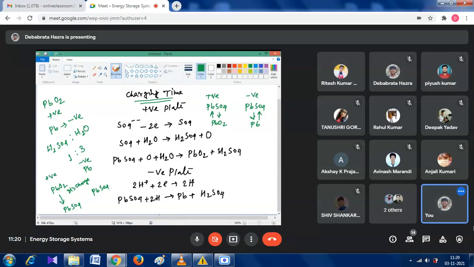When we are charging that lead acid battery, after discharging the negative plate becomes lead sulfate, and when we charge the lead acid battery, this lead sulfate reacts with the negative plate.